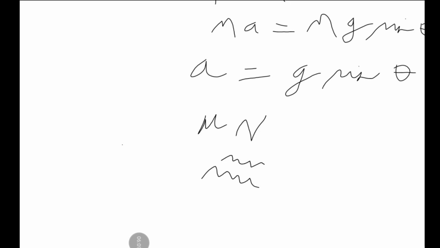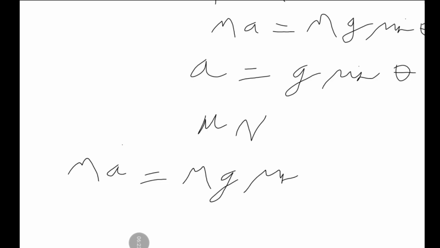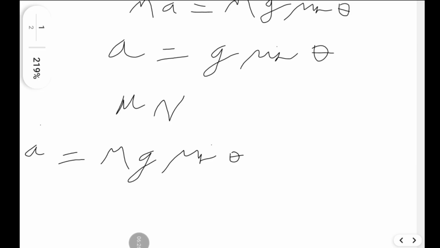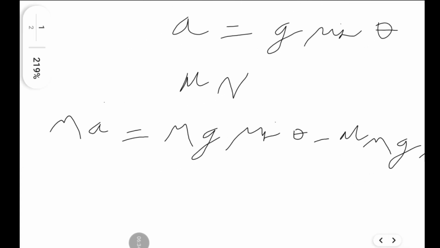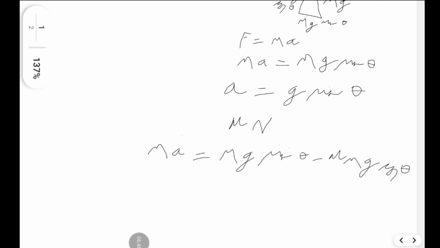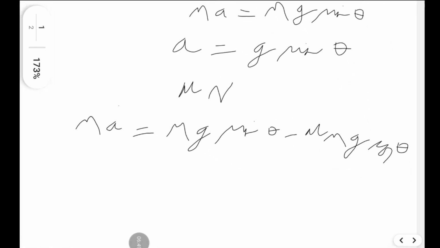But if, for example, we were to use that now, we can look at the acceleration again: mass times acceleration is equal to mass times gravity times sine of theta, minus mu, and then the normal force, mg cosine of theta. Again, not that easy to read, I apologise, but that's mass times acceleration is equal to mass times gravity times sine of theta minus the coefficient of friction times mg times cos of theta. That is the formula we have.